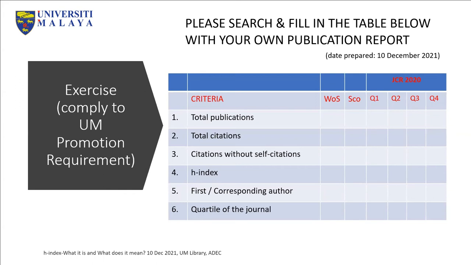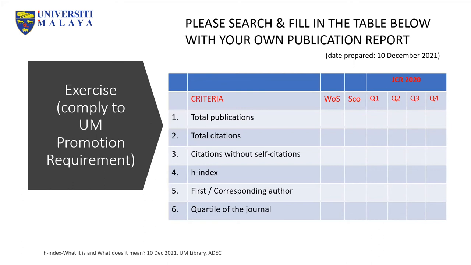Someone mentioned that criteria number 2, number 3, and number 4 is only from Web of Science. I referred to Puan Lista beforehand. According to her, H index from Scopus is also taken into consideration. I'm not sure. That's why I say, please get back to Human Resource or our BSM to get details when you want to apply for a promotion.